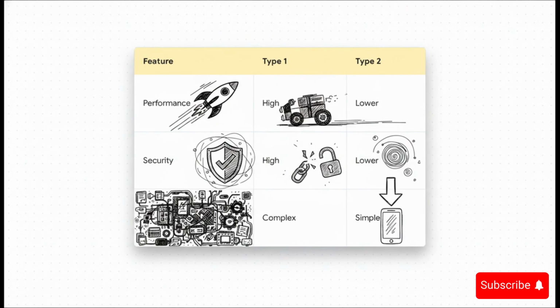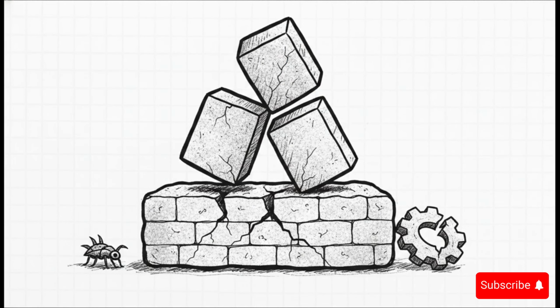Now, what's really interesting about this slide is seeing those ultimate trade-offs side by side. Performance. Type 1 is incredibly high because we ripped out that middle layer entirely, meaning zero overhead. Type 2 is comparatively lower because the host OS creates some serious drag. Security. Type 1 boasts really strong isolation, while Type 2 inherits all those underlying OS vulnerabilities. But the bottom row is the real kicker. Type 1 requires a much more complex managerial setup, whereas Type 2 is basically as simple as downloading an app on your computer.